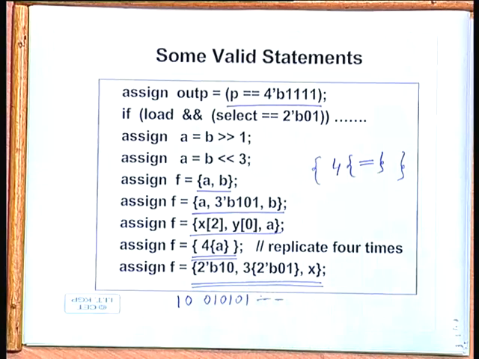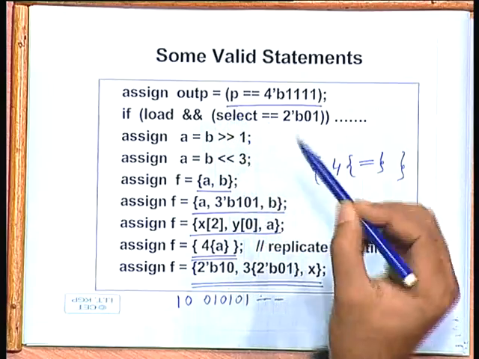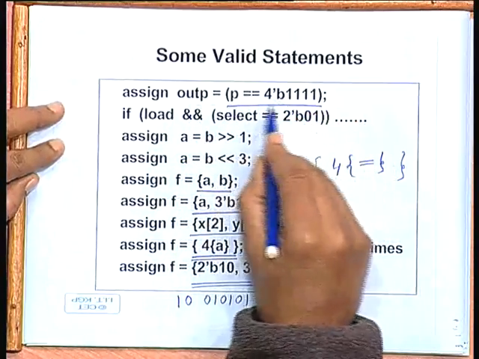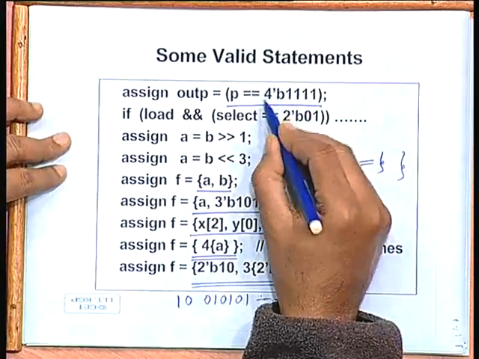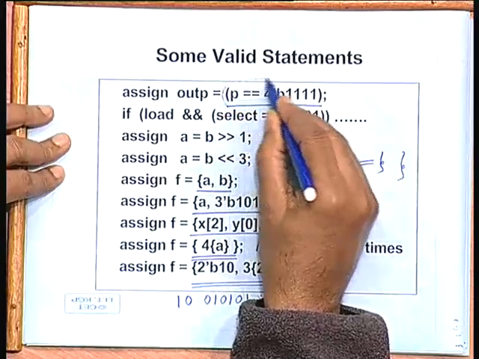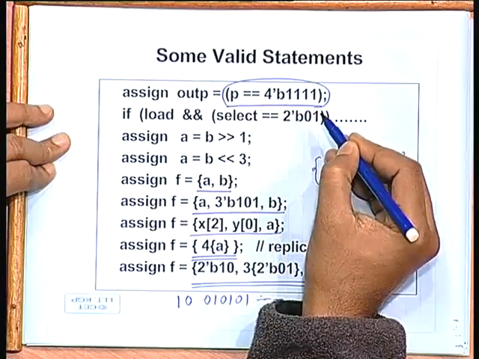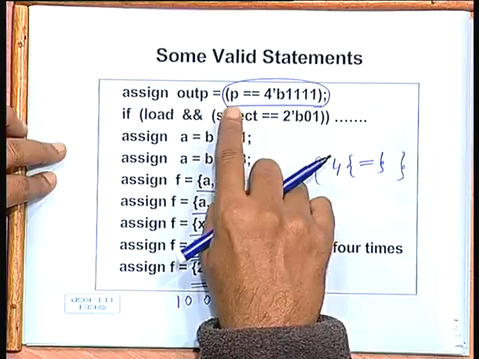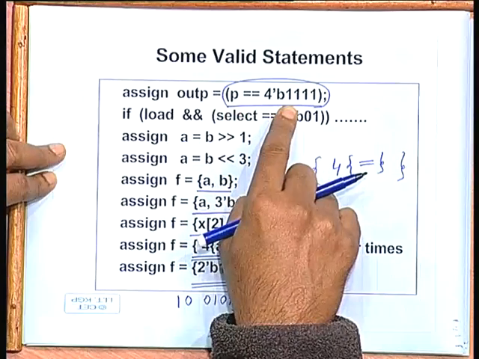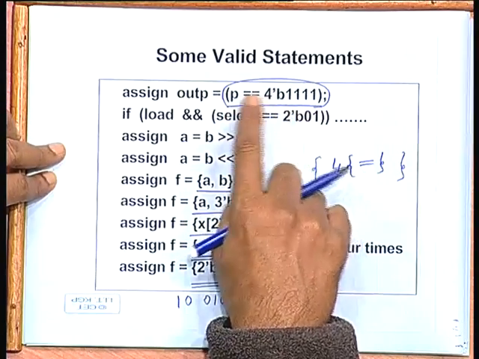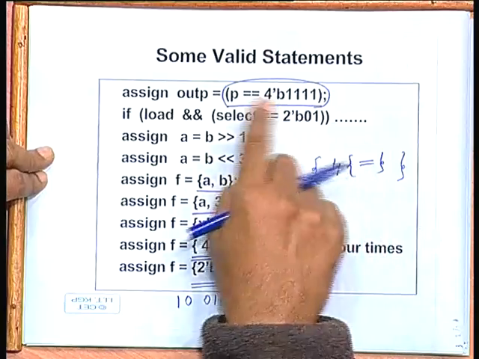So in the first one, if P is equal to that, then it will assign to. This is also a valid statement in C, something like that. Of course, in C you cannot write this. This is a relational expression. Double equal to means if P is equal to this. So that means 1 or 0. This will evaluate to a single bit value that will be assigned to out P.